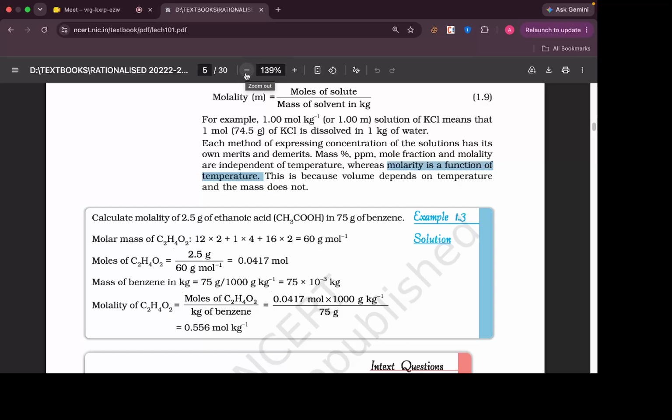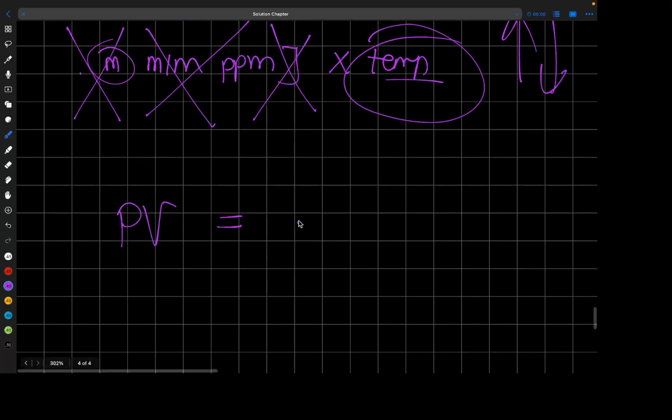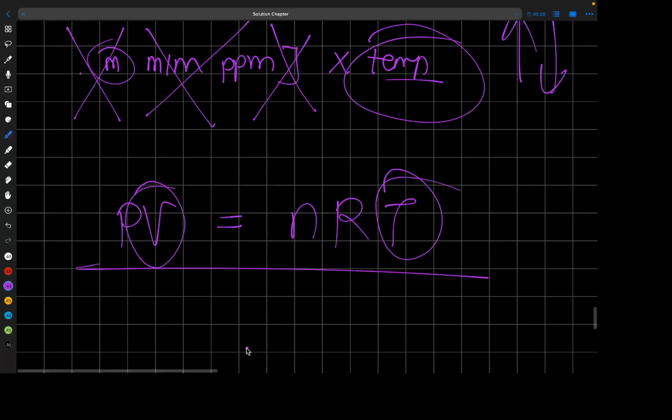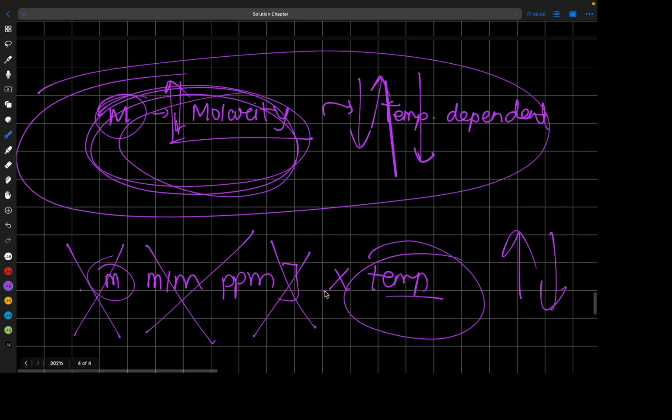So how will we know? Very simple. We know that PV is equal to nRT. We know volume is always dependent on temperature. We know this from lower classes. If the volume is dependent on the temperature, then in any formula where volume is there, it will be temperature dependent.